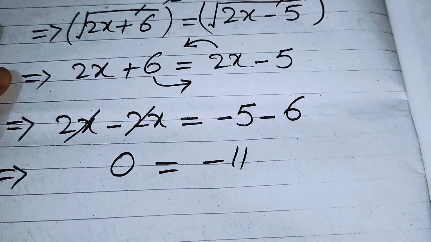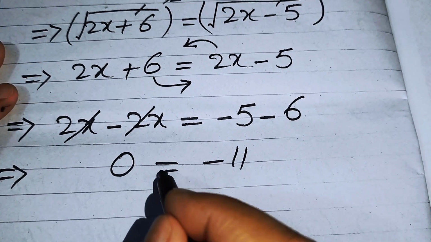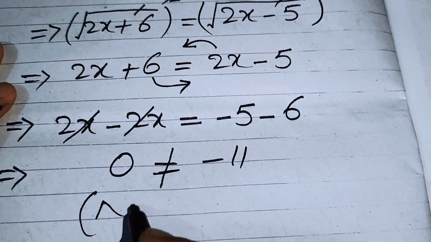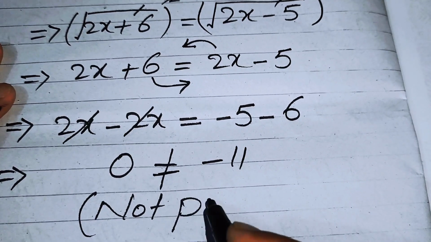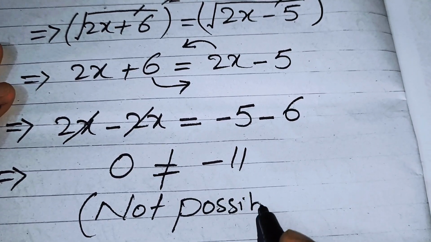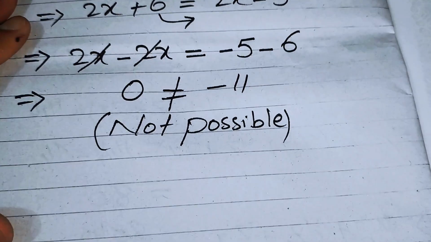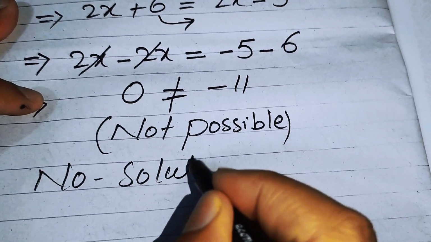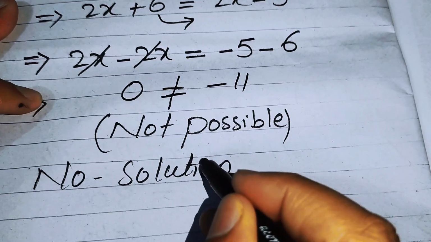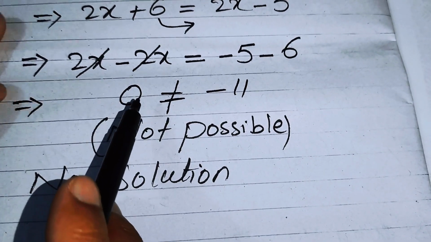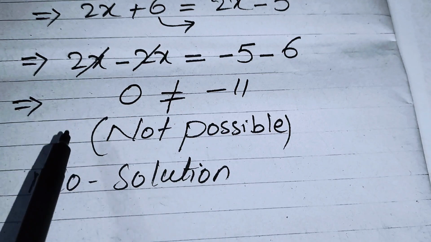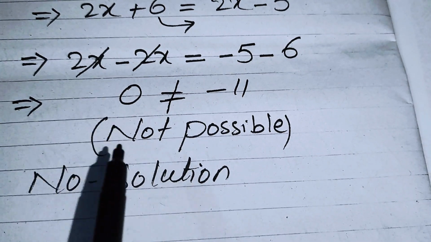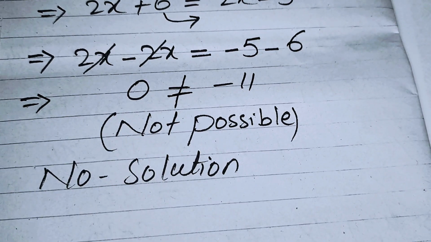So here you focus that 0 is not equal to minus 11, so we can say that it is not possible. And finally we say that the given radical equation has no solution. Because here there are no terms in the form of x, since all the terms involving x are cancelled out by each other, this radical problem has no solution.